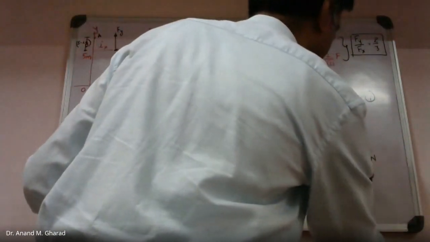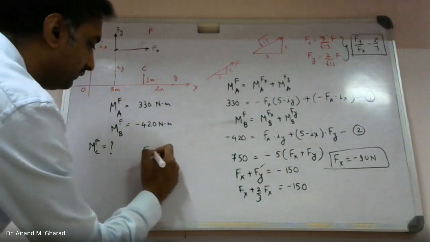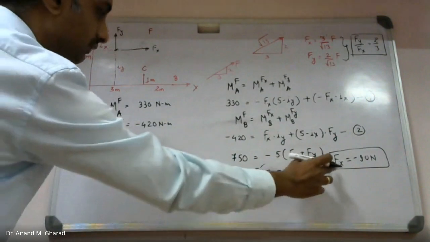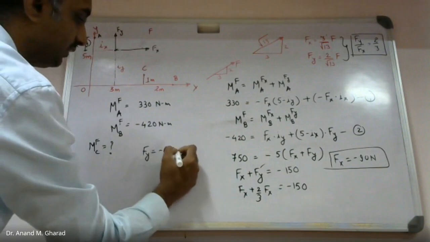Minus 90 Newton. You please verify. Right? Yes? Is this okay? Hello? Similarly, you find out the Fy value, you substitute the value of Fx in this equation, you will get the Fy value. This will be minus 60 Newton, correct?